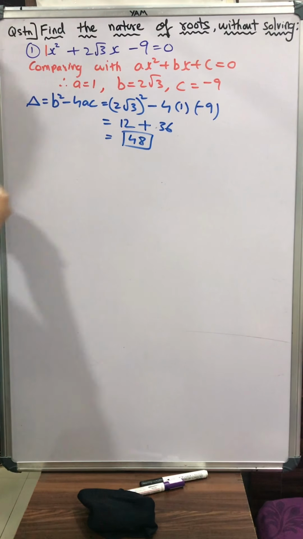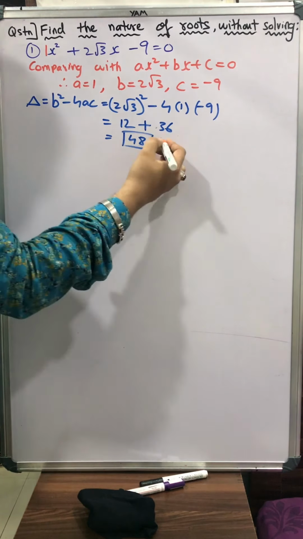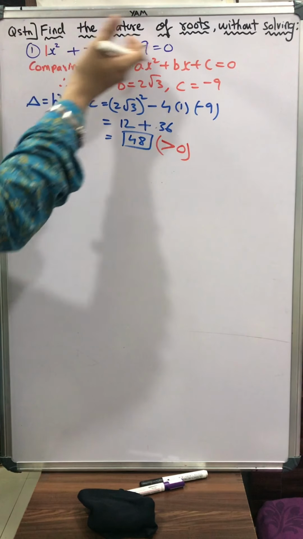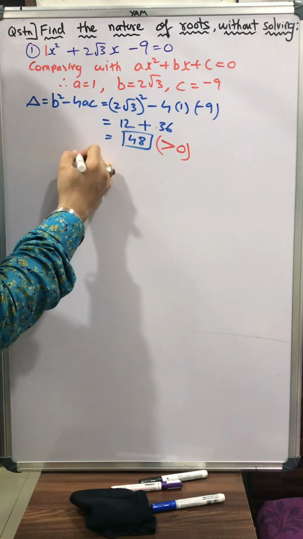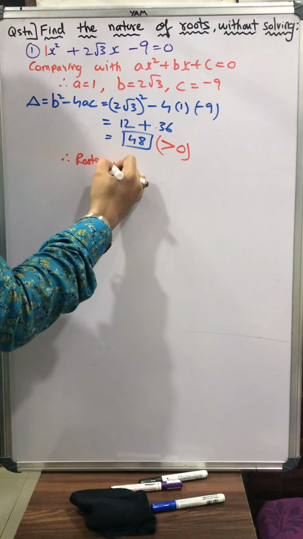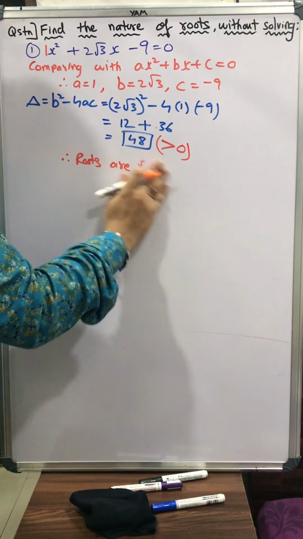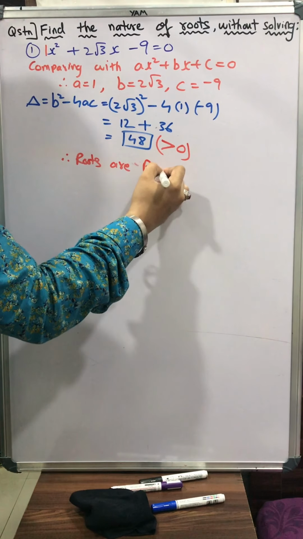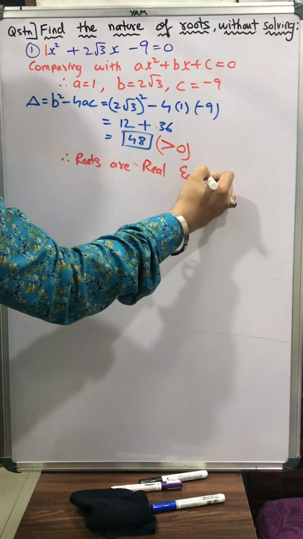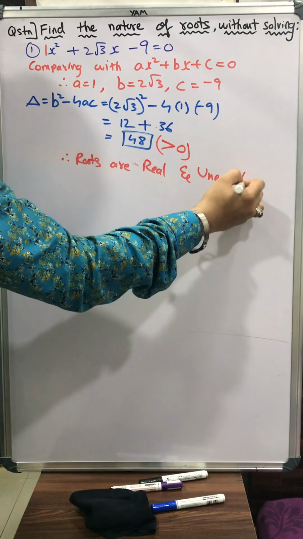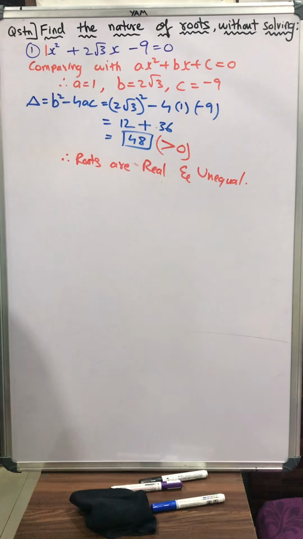And 48, students, what is this 48? 48 is greater than 0. We got a positive value. So what can we comment about the nature of the roots of this given quadratic? Therefore, roots are real and unequal.